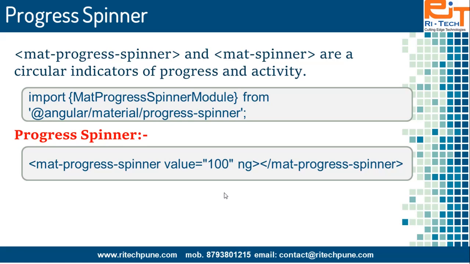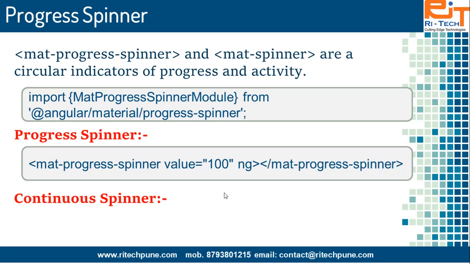When I specify the value 50, your progress will be 50%. If I use the value 100, that means your progress is 100%. If I specify the value 20, that means the progress is 20%. Now the mat-progress-spinner directive will show you a static spinner. Static spinner means it will show you the spinner with a specific value, and that value indicates the completion of the activity or the progress of that.